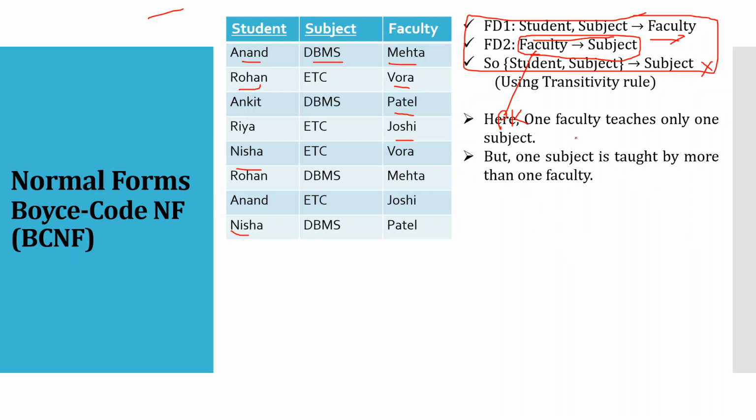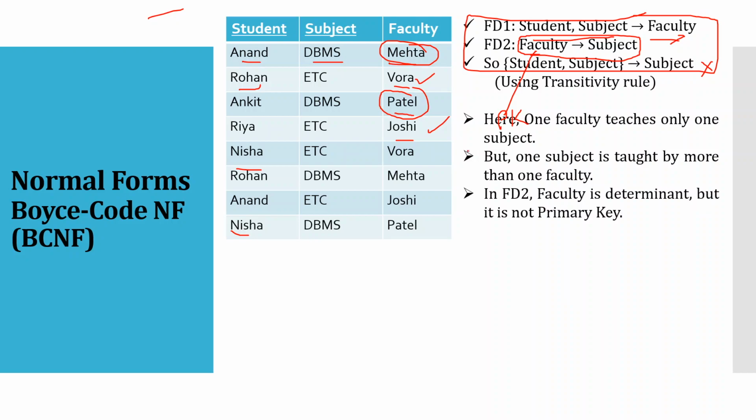Then one subject is taught by more than one faculty. Yes, DBMS is being taught by Mehta as well as Patel. You can see, right? So one subject is being taught by more than one faculty. Even ETC is being taught by Vora and Joshi. So these two conditions are true, right? Then what is the next part?